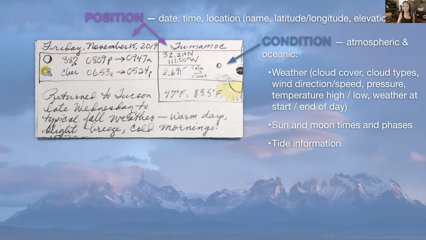The condition, so that's the weather. Cloud cover, cloud types. So there I wrote calm, cirrus clouds. We'll be talking about these symbols later, but these symbols represent the metadata of weather. So wind speed, if there had been wind, then the sun and moon rise, moonset, sunset, and the temperatures.